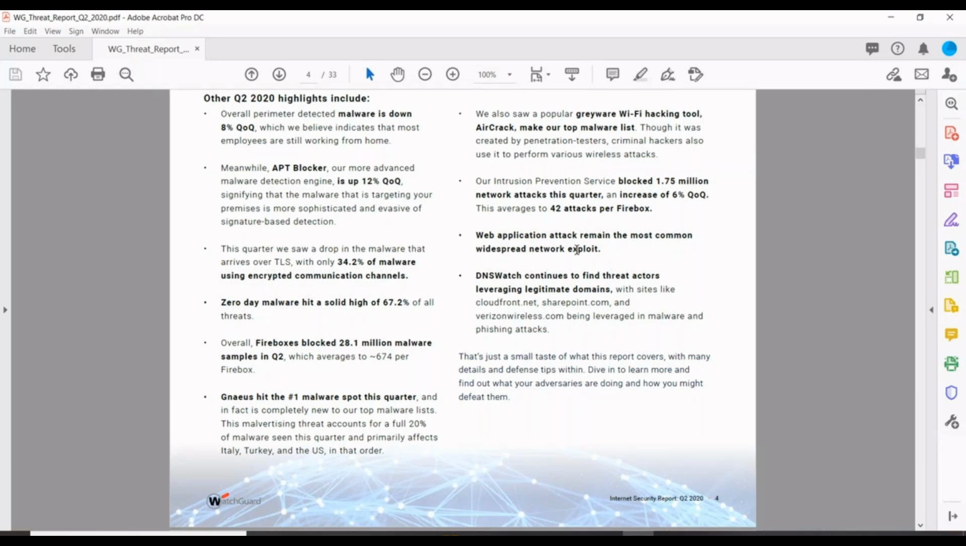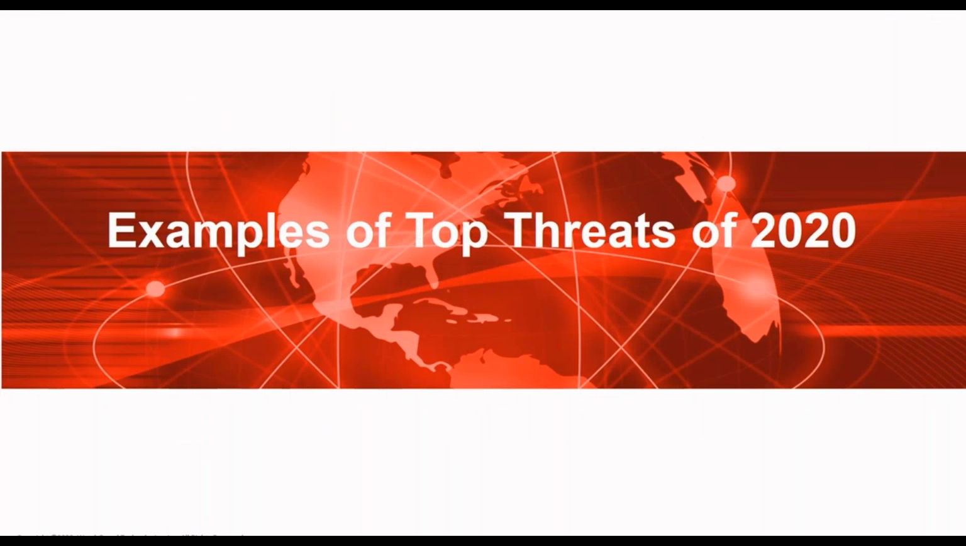Great. So let's switch back now and talk about the next topic. All right, so let's take some examples here of the top threats of 2020. But before going into that, since we took a look at the network attacks and the malware attacks, what's the difference between them? We have to understand the definition, so that we will understand how to stop it.